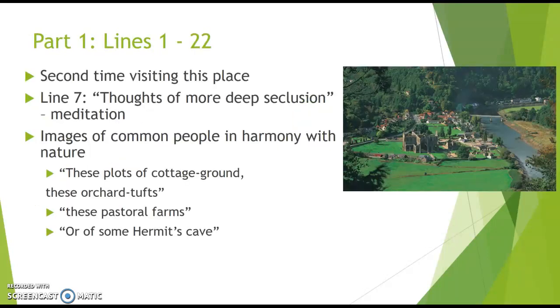So the first part, lines 1 through 22, reveals that this is the second time that he's actually visited this place. And it's been 5 years since he first visited it. And if you take a look at the picture on the right-hand side, this is actually what he pretty much would have been looking down on. That structure there is actually Tintern Abbey, and then the Wye is the river that's there on the right-hand side.